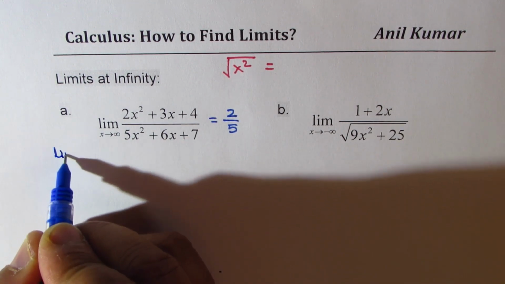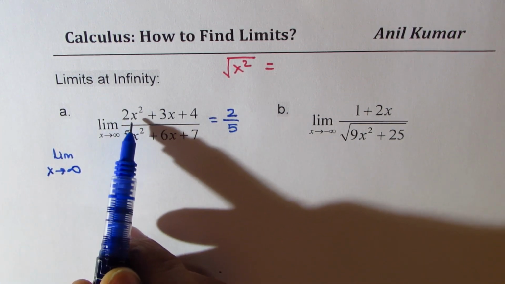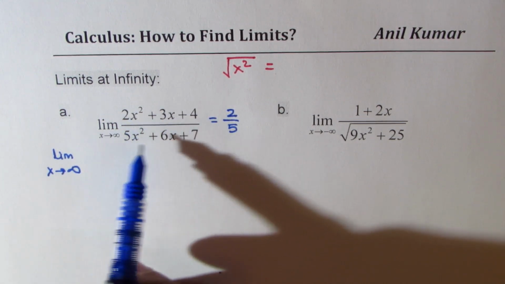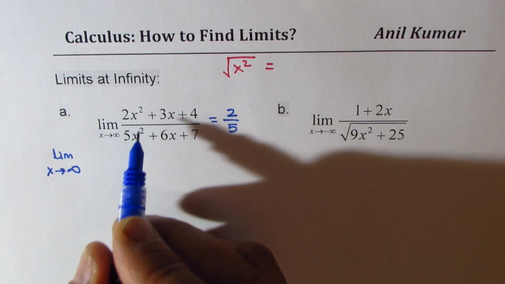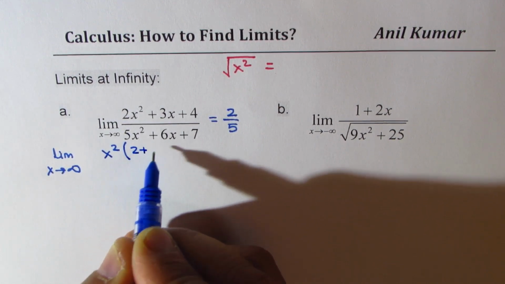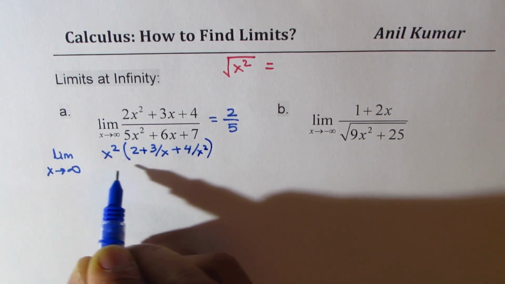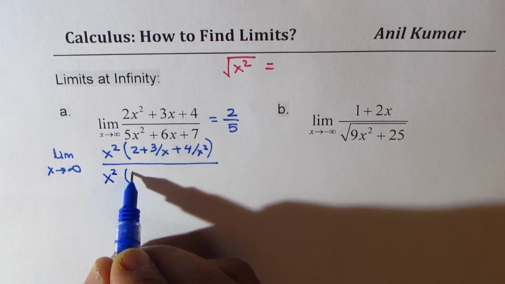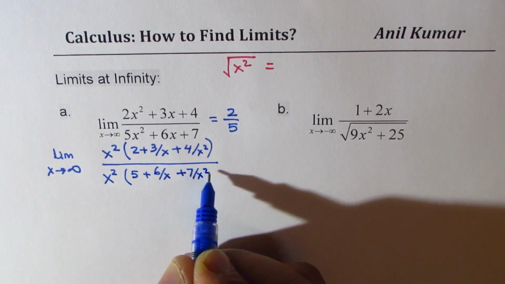So the reason is kind of like this. We are trying to find the limit as x approaches infinitely large value. Factor out this x square, right? So whatever maximum you can from a particular expression. In this particular case, I could factor out x square. So what I get here is 2 plus 3 over x plus 4 over x square, correct? And the denominator, I can again factor out x square here. I get 5 plus 6 over x plus 7 over x square.